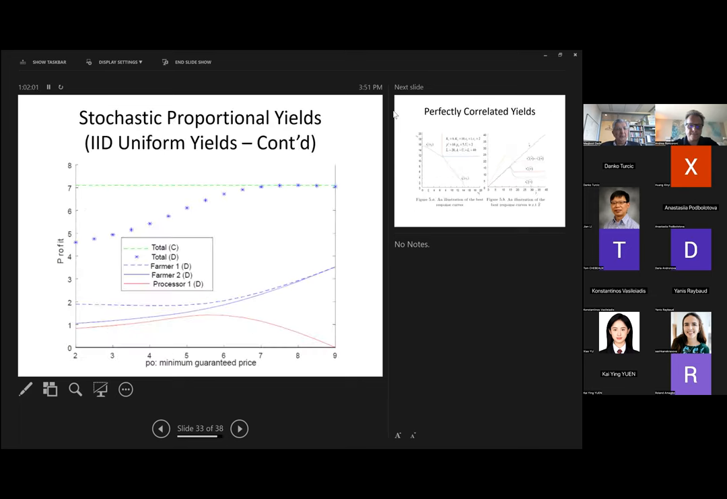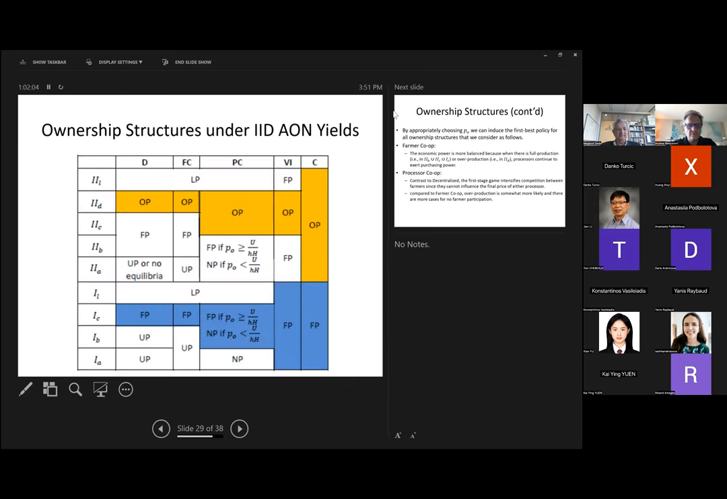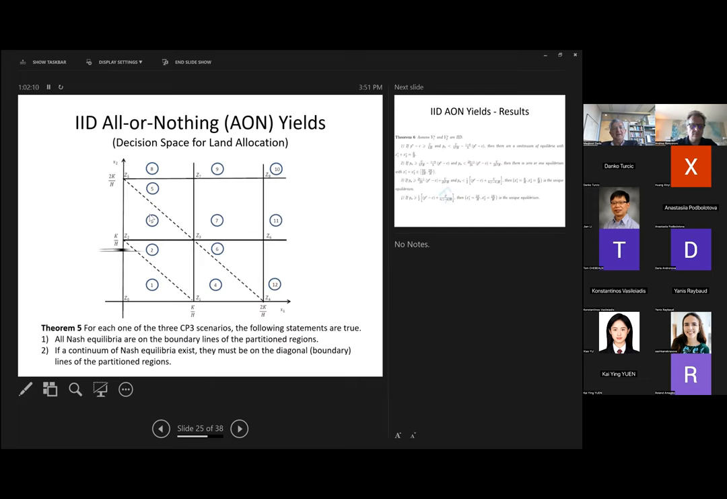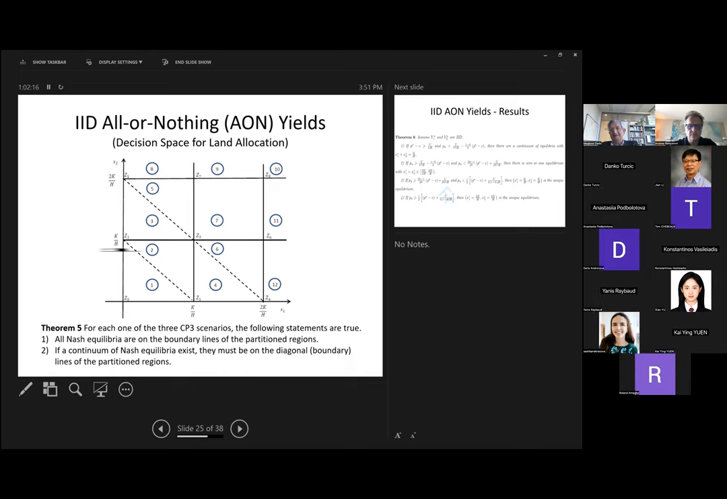Your question is very reasonable. What happened is, we did do it. I just didn't present the result. So we did this for IID yields and perfectly positively correlated stochastic yields and negatively correlated ones. And we did it region by region. And what happens is that the solution is no longer on the boundaries. The solution is in the interior, but we are able to draw it and we can find the solutions.